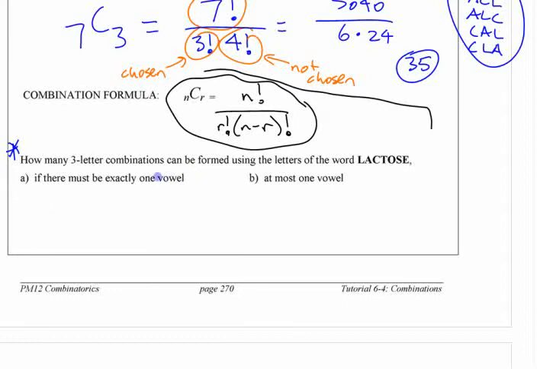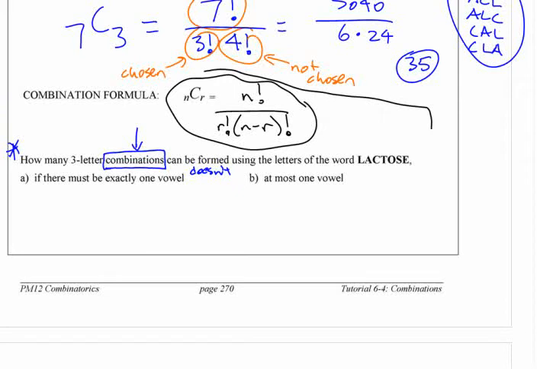How many three-letter combinations? So number one, it says combinations here. So you need to decide, does that mean the order matters or not? It doesn't say. I would say if that word is there, what does that mean? Order doesn't matter if that word's in there. If there must be exactly one vowel.